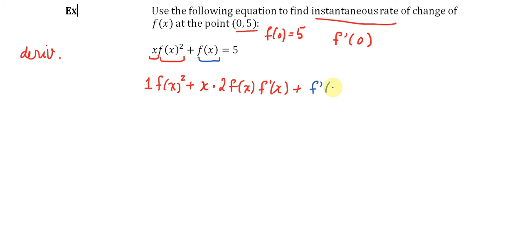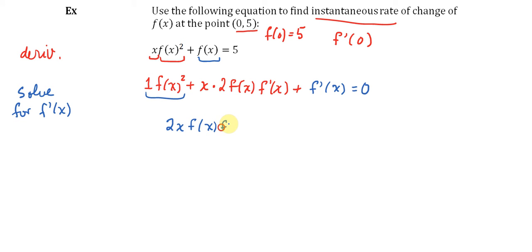And then on the right side, the derivative of 5 is just 0, because 5 is a constant. From here, we're going to solve for f prime. We have this complicated equation, and now we just solve for f prime. The first thing I'll do is move this to the other side, and what I have left is 2x f of x times f prime of x, plus f prime of x, equal to negative f of x quantity squared.